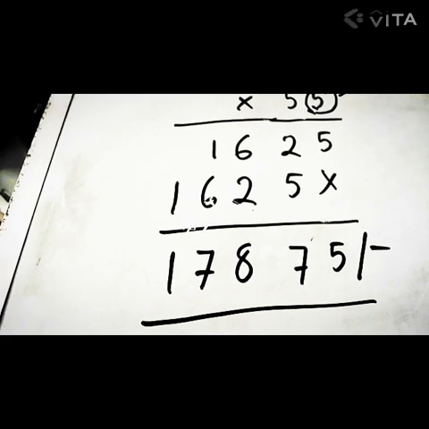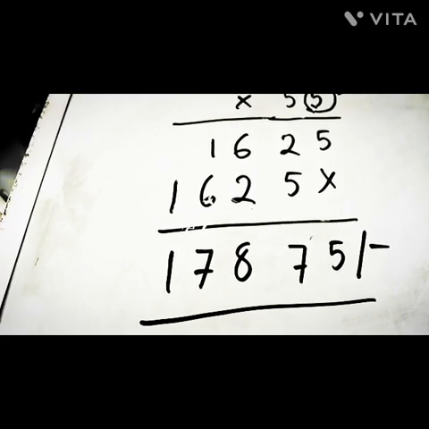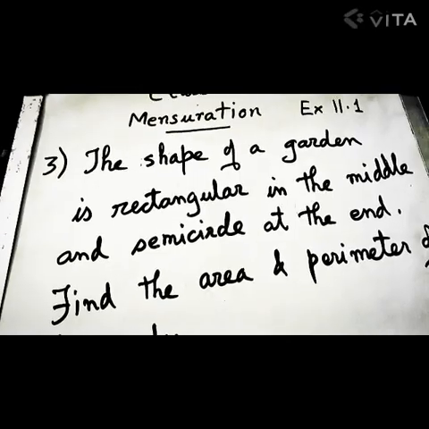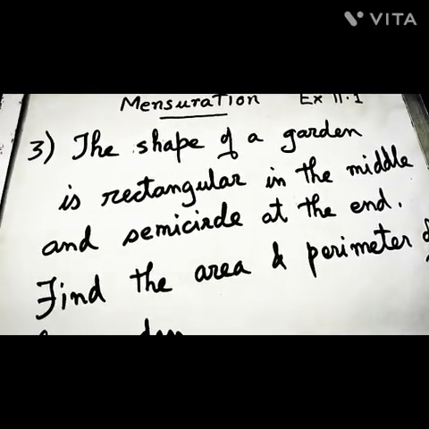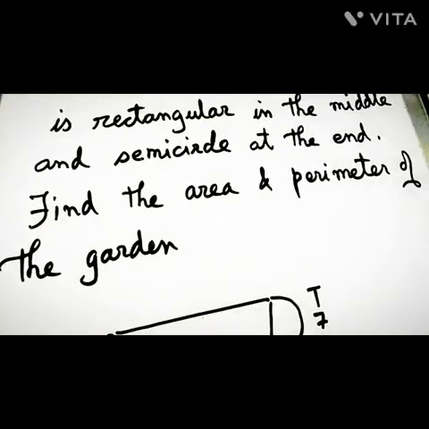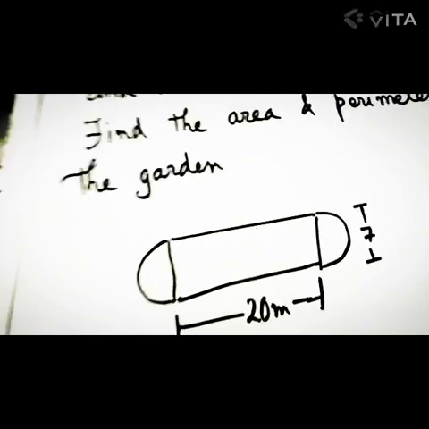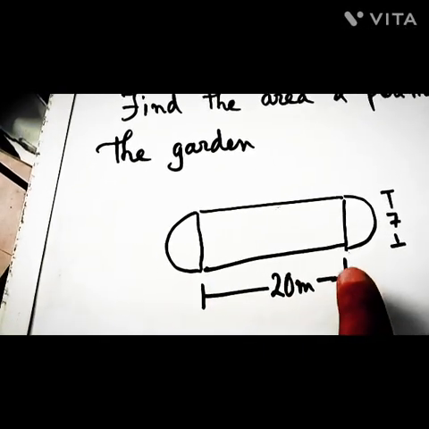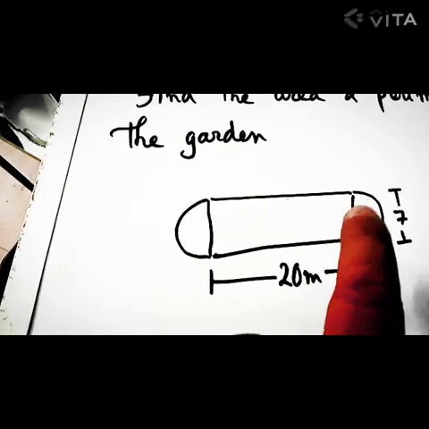Okay, I have clarified sum number 2. Now proceed to sum number 3. Question number 3 says the shape of a garden is a rectangle in the middle and a semicircle at the end. Find the area and perimeter of the garden. So this is the garden, and the length of the rectangle is 20 meters and the semicircle is 7 meters.